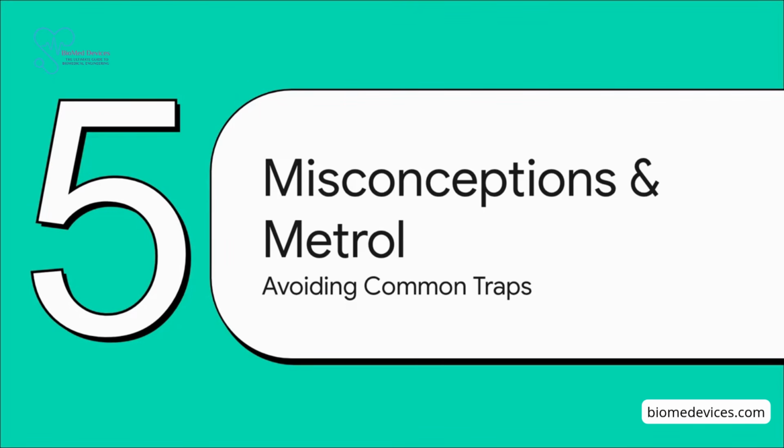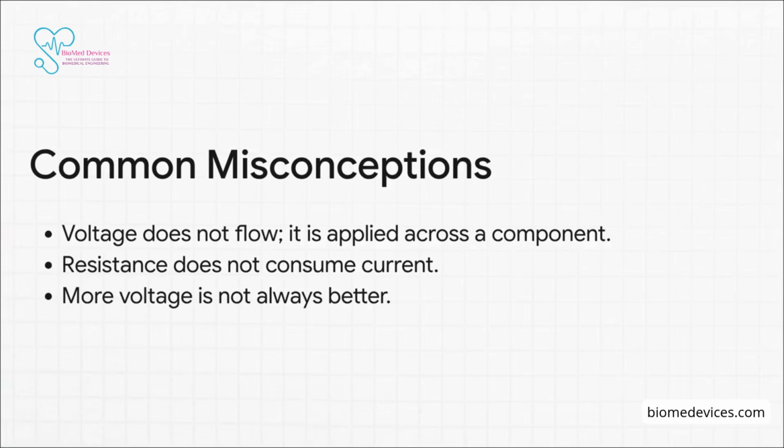This logical flow leads us directly into Section 5, Misconceptions in Metrology. When you truly grasp the physical reality of circuits, you can easily avoid the common traps that catch so many first-year students. Here are a few of those traps to avoid. First, voltage does not flow. Just like pressure doesn't flow through a pipe, water does. Voltage is applied across a component, which causes current to flow through it.